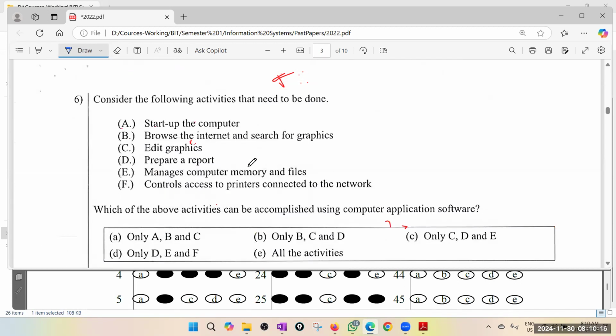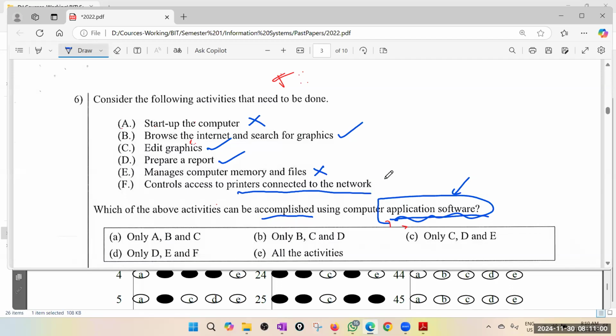Consider the following activities that need to be done. Which of the above activities can be accomplished by using computer application software? Application software, right? Not system software. Start up the computer. That is something your operating system and basically the firmware does. It says application software. Browse the internet and search for graphics. Yes. Web browsers are application software. Edit graphics. Yes. Prepare reports. Yes. Manage computer memory and files. That is operating system software. Control access to printers connected to the network. That is system utilities or operating system.